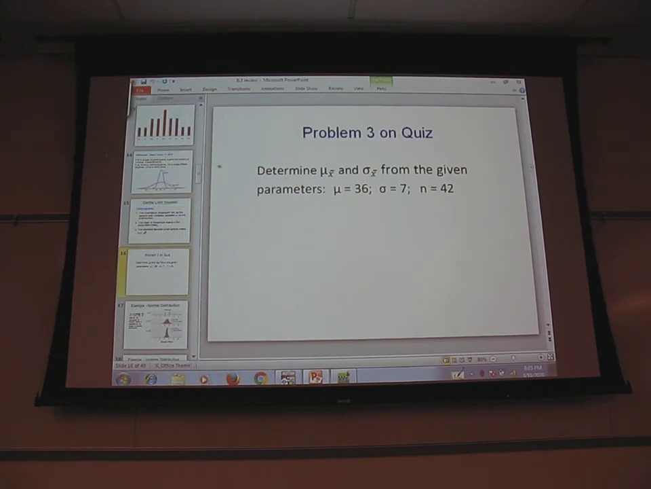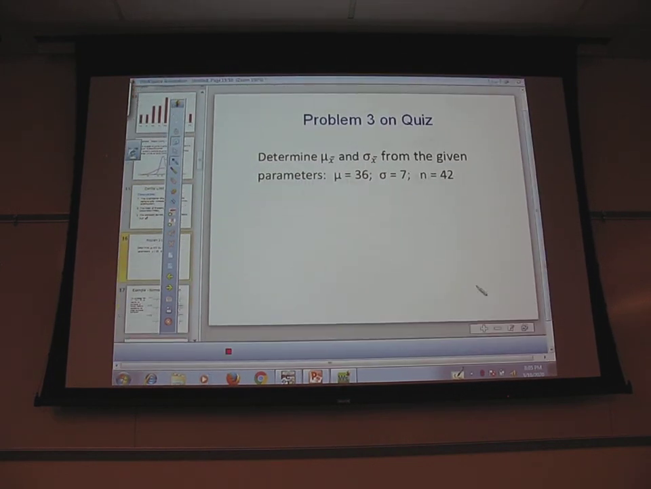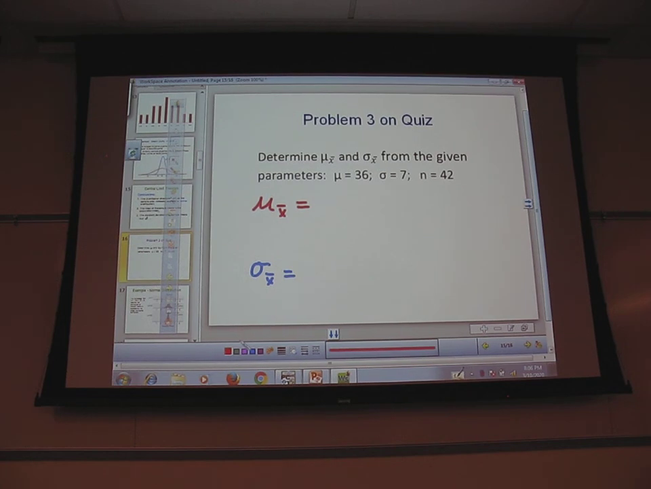So, problem 3 on your quiz. Find mu x bar and find sigma x bar. If you didn't do it already, do it now, in the next 15 seconds.